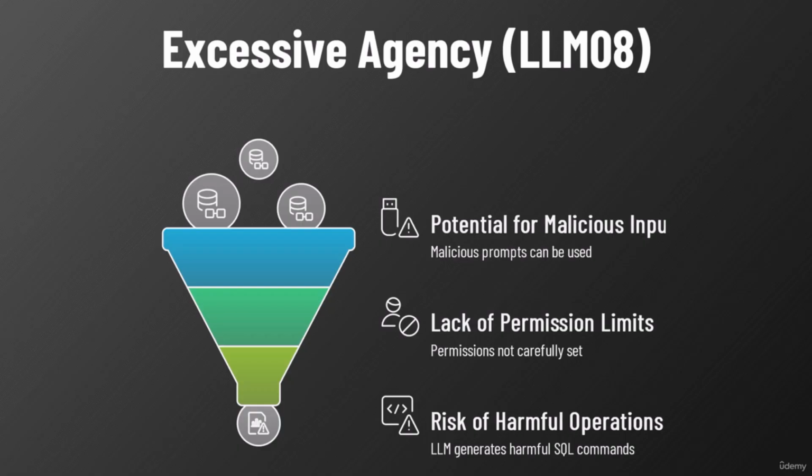Next, we have excessive agency. This vulnerability arises when a large language model is given more permissions or control than it actually needs, increasing the risk of unintended behavior or exploitation. Just like in traditional system design, the principle of least privilege should apply. An LLM should only be allowed to perform actions that are absolutely necessary for its intended function.